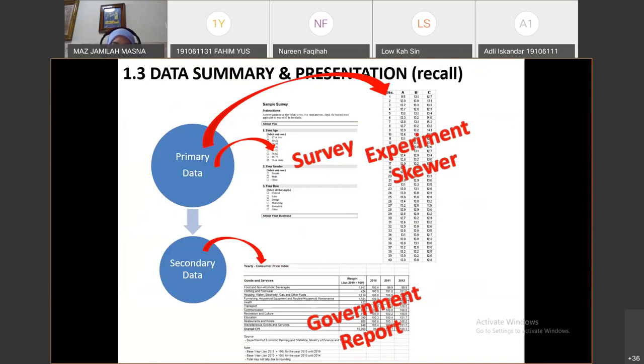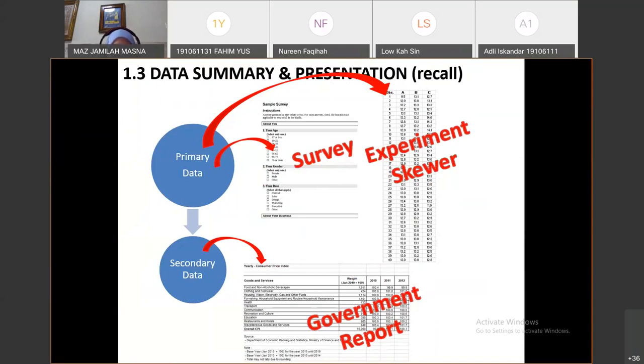For example, what we discussed yesterday was the skewer experiment. We have several sets of skewers that we bought from a shop, and we divided the students into three groups, and these three groups measured the length of the skewers. So these are all what we call primary data. And then we also look at secondary data, where we have second-hand data collected by a first party.